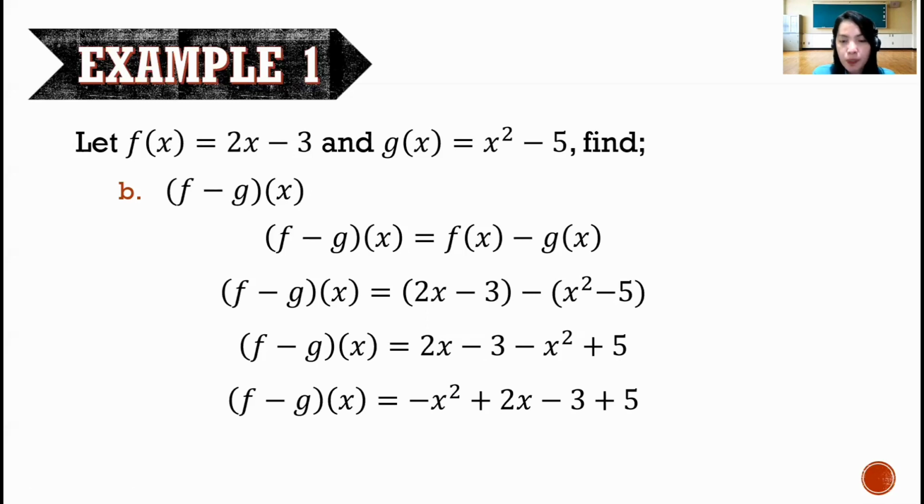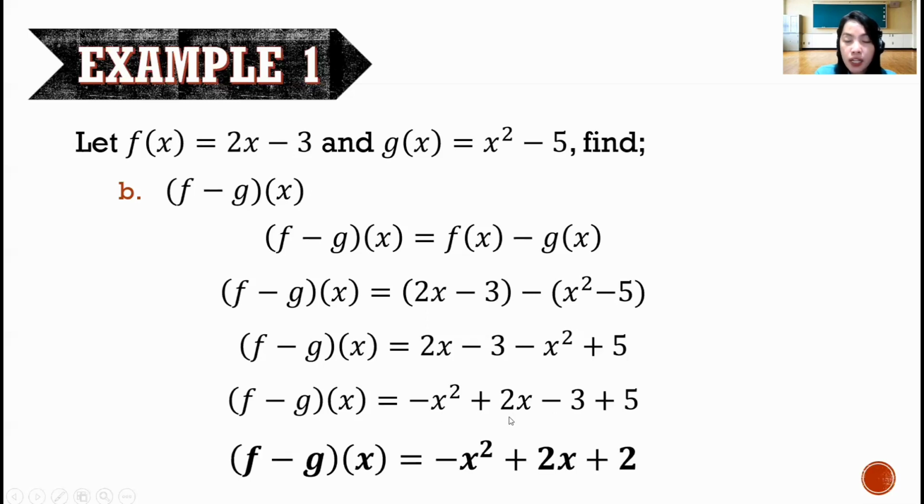Then, the last step is for you to combine like terms. Since ang negative x squared, wala naman siyang kaparehong term na may exponent na 2, so just copy, as well as the term 2x, wala naman siyang kapareho dito na may exponent na 1, so just copy 2x, and then negative 3 plus 5, since different sign or unlike sign, negative and positive, you have to subtract the numbers 3 and 5. That is 2.